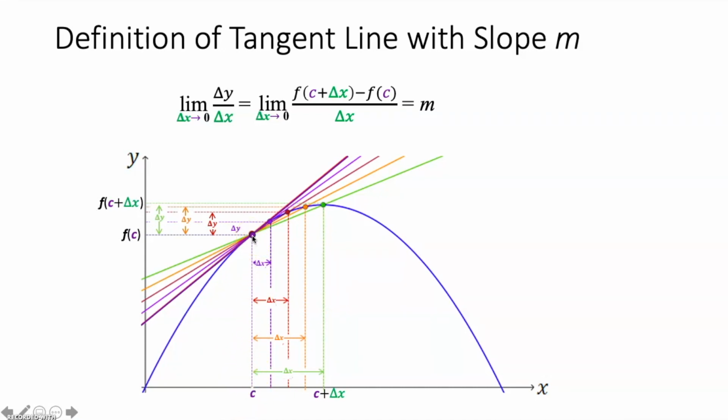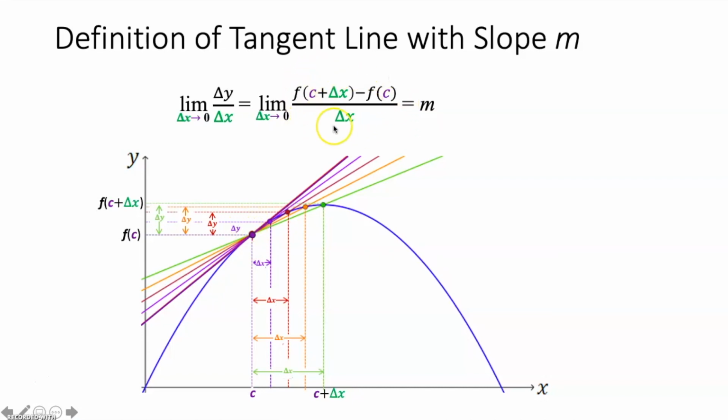Now remember, the slope of our blue function at the given x value, x is equal to c, is the same thing as the derivative of our blue function at x is equal to c, which is the same thing as the instantaneous rate of change of our blue function at x is equal to c, which is the same thing as the slope of the tangent line to the graph at x is equal to c. So that last one is what we're going to use to help us here. So here's how we're going to do this.